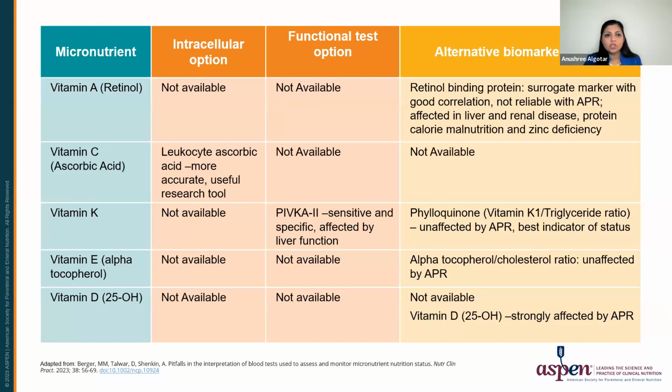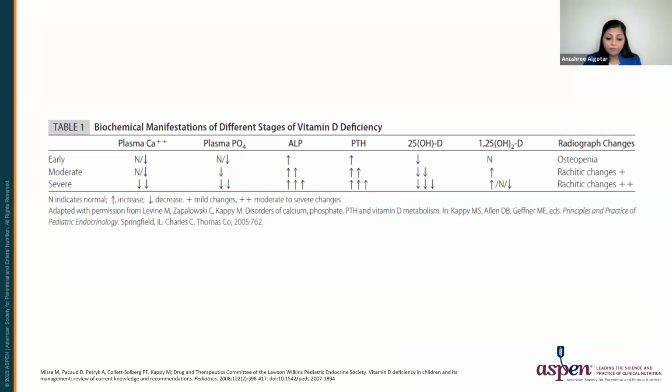It's a similar challenging situation with multiple other vitamins like vitamin A, vitamin C, vitamin K, vitamin E, and vitamin D. Vitamin D is currently the best marker of nutritional status in the absence of inflammation. It is, however, strongly affected by inflammatory response. When assessing for vitamin D deficiency, a comprehensive assessment is usually helpful. Levels of calcium, phosphate, alkaline phosphatase, parathyroid hormone, as well as clinical and radiographic findings all help together to build a complete picture for appropriate diagnoses.